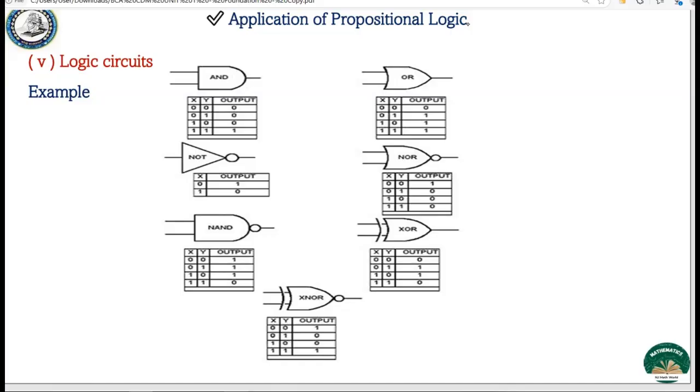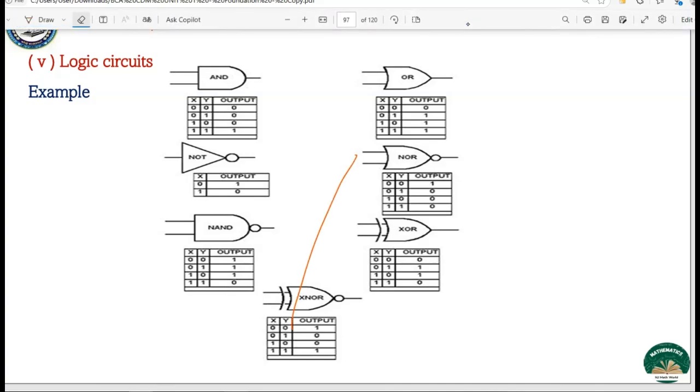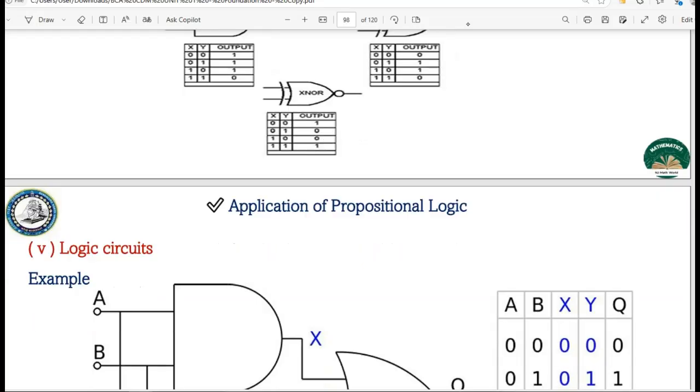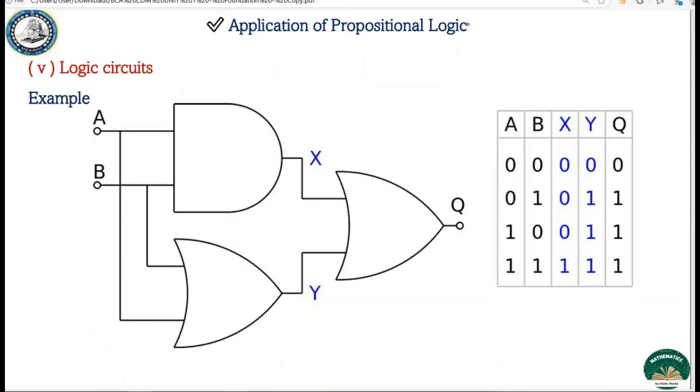XOR will be 0 for 0 0 and 1 1, and 1 otherwise, and XNOR is the reverse of XOR, which is if and only if, that is a double implication, and this is implication. So these are some values which we write in the form of circuit tables, and this is how the computer system takes the terms. Next, you can see even a logic circuit can be made in this way.